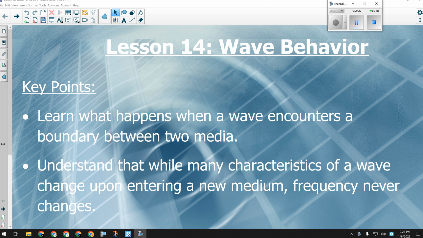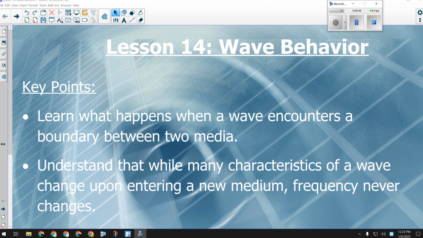Okay? Today, what we're going to be going over is what happens when a wave goes from one medium to another. We call it wave behavior at a boundary. The boundary would be the place where medium 1 meets medium 2.